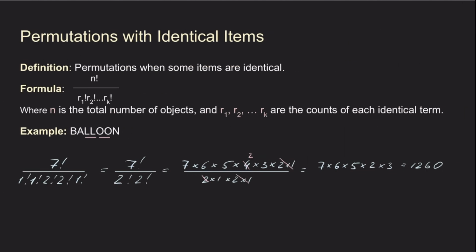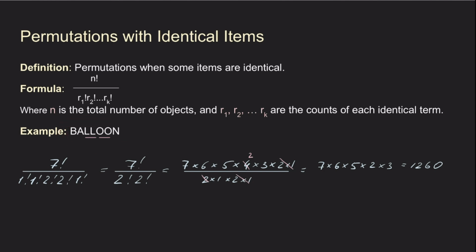Sometimes we encounter situations where some items are the same, and we need to account for these repetitions. The formula for permutations with identical items is n factorial divided by r1 factorial times r2 factorial times rk factorial, where n is the total number of items as before, and r1, r2, and rk are the counts of each identical item. For instance, let's consider an example involving the letters in the word balloon.